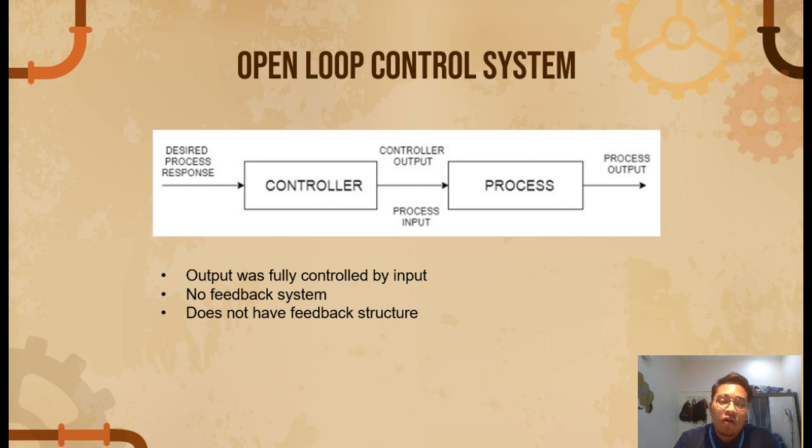First, I will explain about the open loop control system. In an open loop control system, the output is fully controlled by the input, which means that whatever the input is, so is the output. It doesn't have a feedback system because once the input goes into the controller, there is no feedback to indicate whether it is a true or false output. Of course, it does not have a feedback structure.